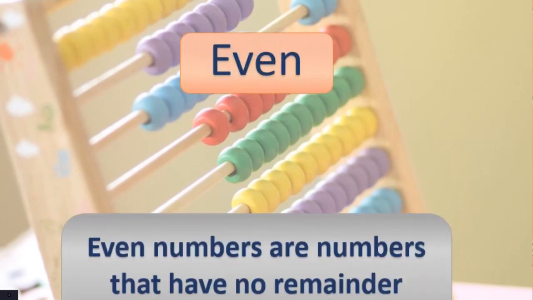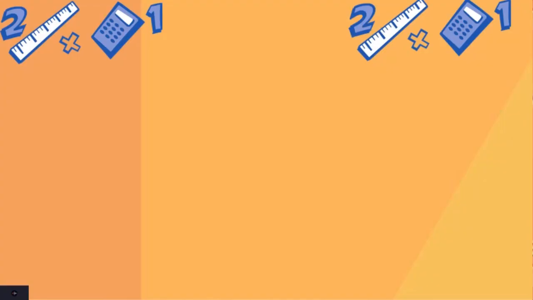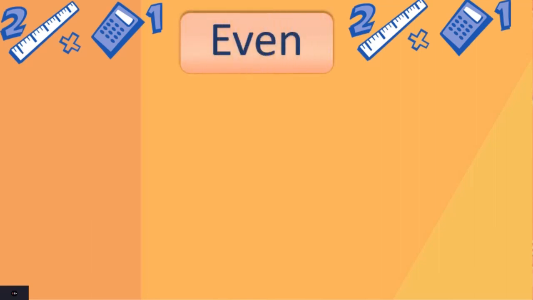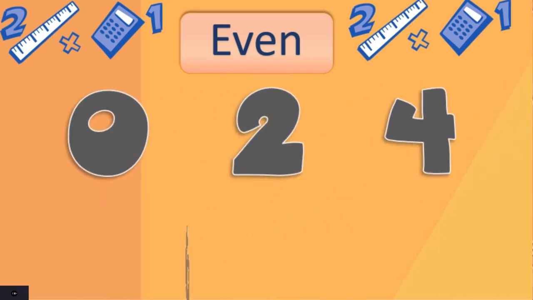Even numbers are numbers that have no remainder when counting on in twos. These are the examples of even numbers. Numbers that end with these numbers are called even numbers: 0, 2, 4, 6, and 8.